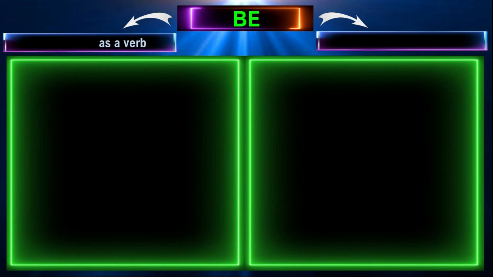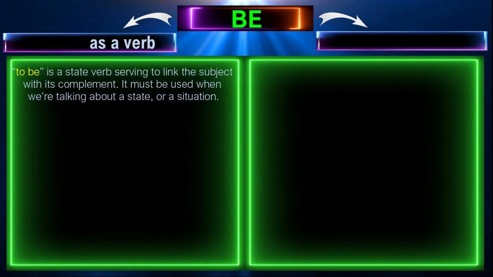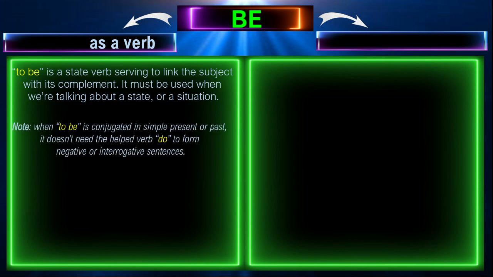As a verb, to be is a state verb serving to link the subject with its complement. It must be used when we are talking about a state or a situation. Note: when to be is conjugated in simple present or past, it doesn't need the helped verb do to form negative or interrogative sentences.